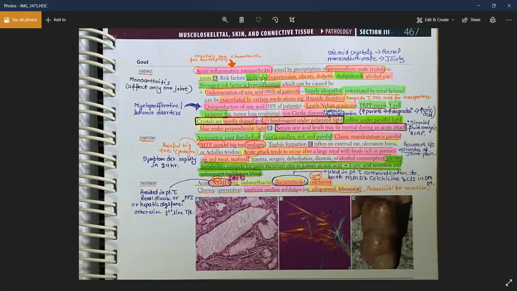Risk factors include male sex. Male sex is very important. Hypertension is important. Obesity, diabetes, dyslipidemias, alcohol use, because with alcohol use there will be utilization of the proteins, and that can cause hyperuricemia also. The strongest risk factor is hyperuricemia. So the most important risk factor is hyperuricemia, and this hyperuricemia can happen either by under excretion or by overproduction.